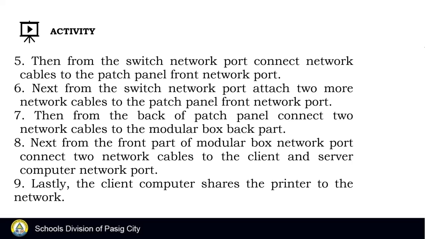Number seven, then from the back of the patch panel, connect two network cables to the modular box back part. Number eight, next from the front part of the modular box network port, connect two network cables to the client and server computer network port. Number nine, lastly, the client network shares the printer to the network. So here is the blank client server network design for your activity.